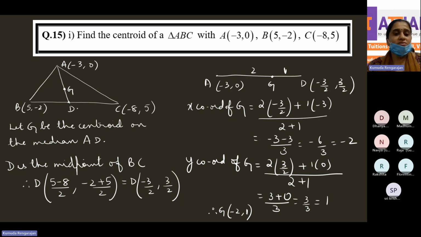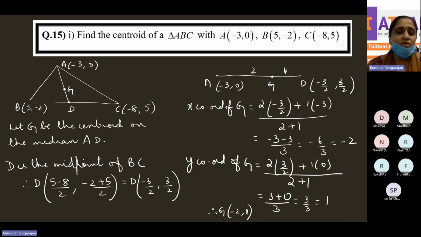All right, children, the question is to find the coordinates of the centroid. Let G be the centroid. Consider any one of the 3 medians of triangle ABC. I have taken the median AD. We know that the centroid lies on all the 3 medians, so G lies on AD, and G divides AD in the ratio 2:1. AG is 2 parts, GD is 1 part.